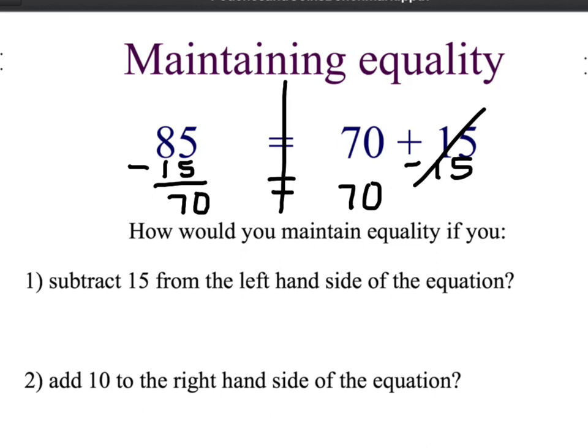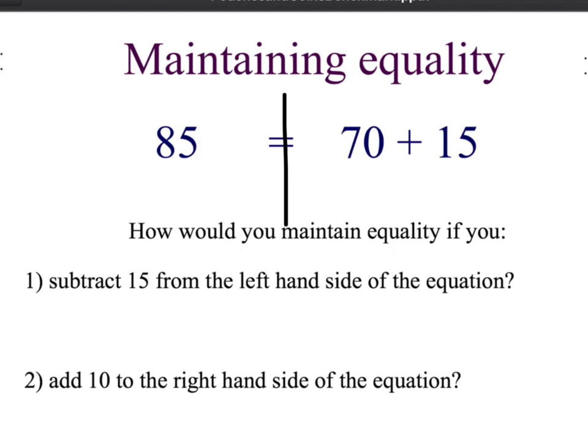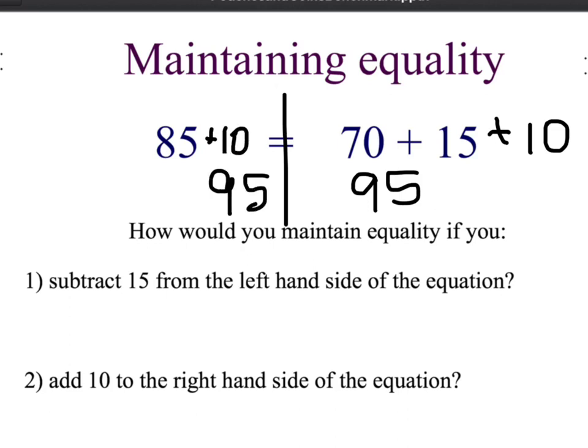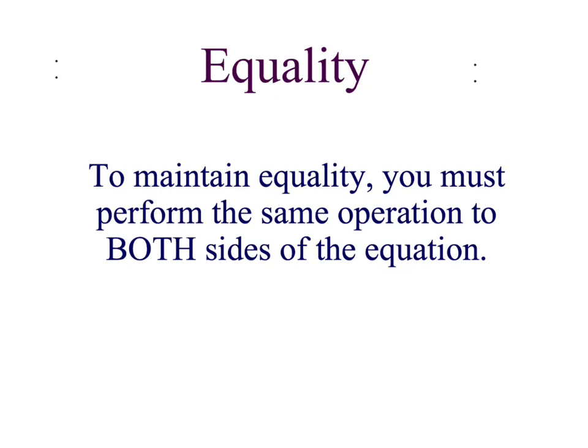Let's try a different example. If I add 10 to the right side of the equation, then I have 95. So if I want my left side of the equation to also equal 95, I'm going to also have to add 10. That way, I've maintained equality on both sides of my equal sign by doing the same operation with the same number. All in all, to maintain equality, you must perform the same operation to both sides of the equation.